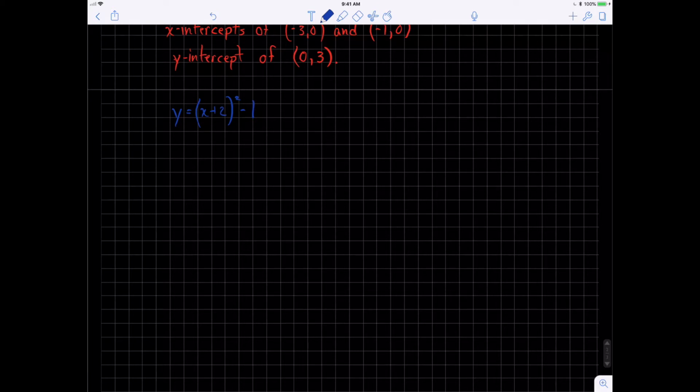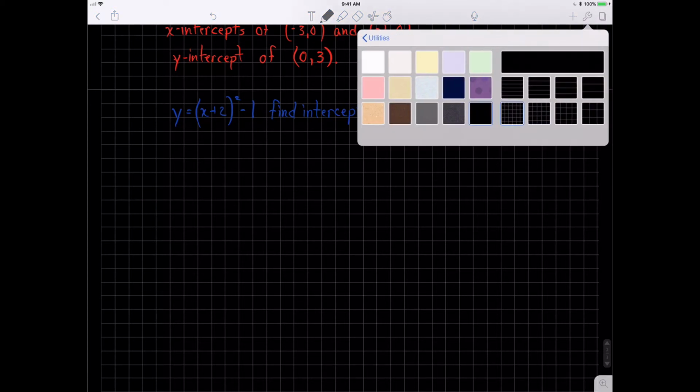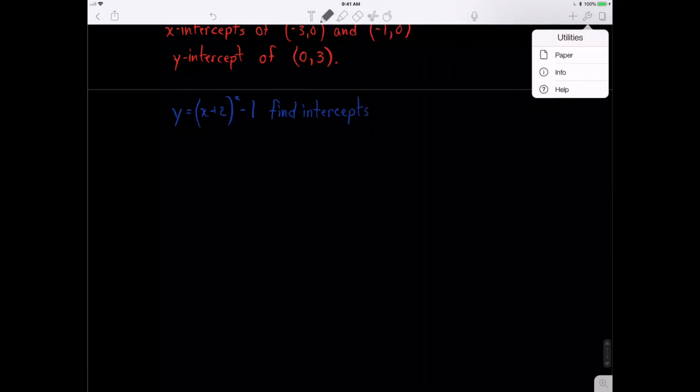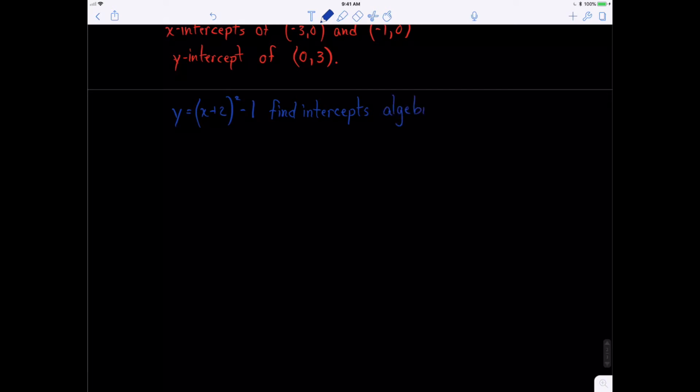So we're going to find the intercepts. And I don't need the graph paper, so let's turn that off. So find the intercepts algebraically. That's what we say when we have to use our algebra. So let's begin.